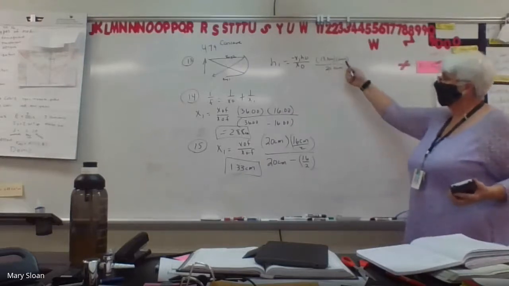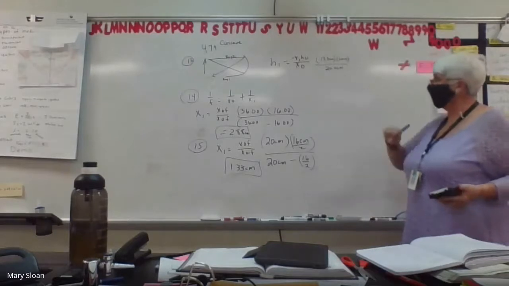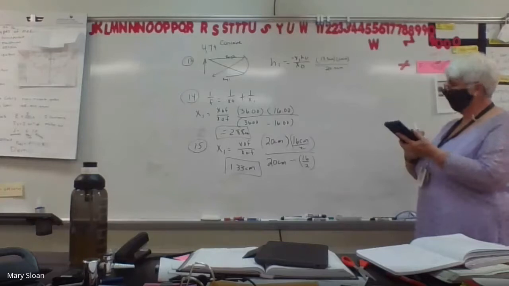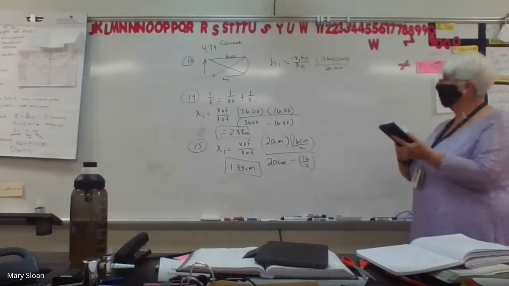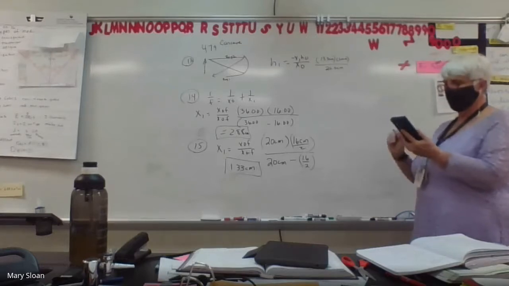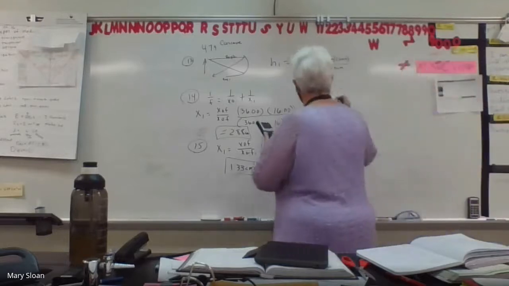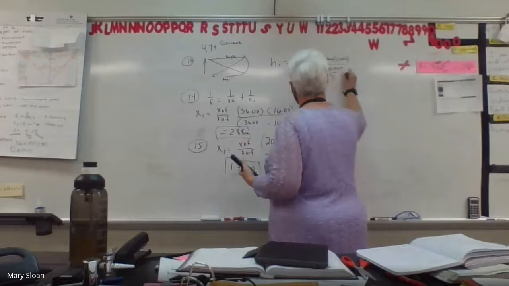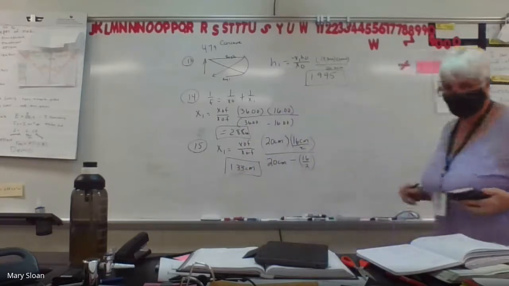13.3 centimeters times 3.0 centimeters over 20 centimeters. Alpha y enter. Open bracket, 13.3, 3.0, and 20. That gives me 1.995. So that is the height of it.